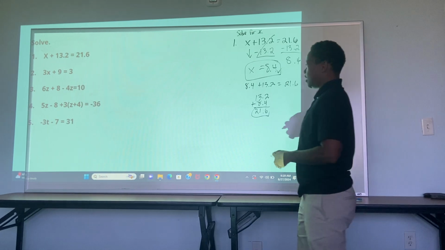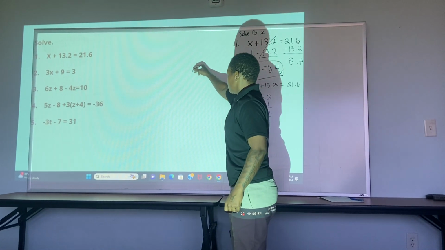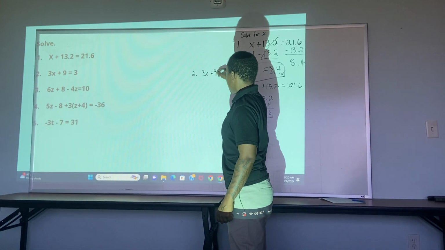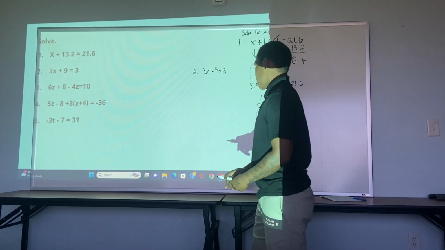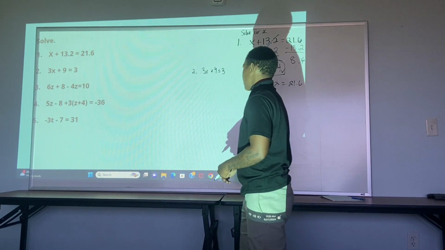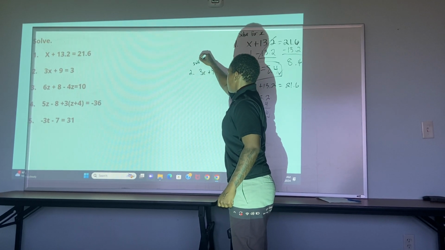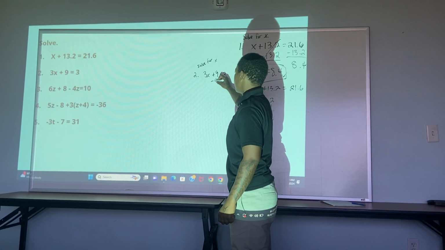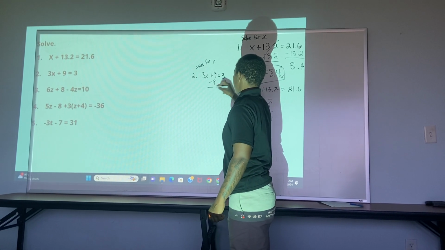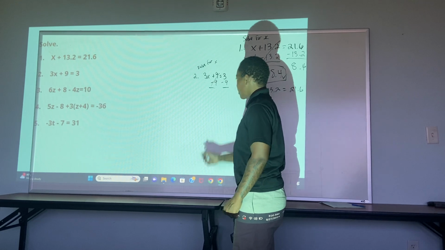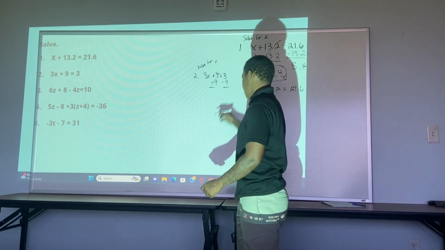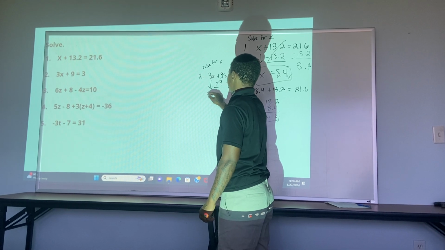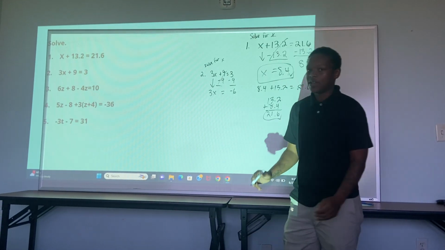Alright, and then let's do number 2. Number 2, 3x plus 9 equals 3. Alright, so we're solving for x again. Solve for x. So to do that, again, we want to isolate our variable. So we're going to subtract 9. Whatever you do to one side, you have to do to the other. 3 minus 9 is obviously going to give you a negative 6. And you want to bring this down. 3x equals negative 6. This is what we have right now.